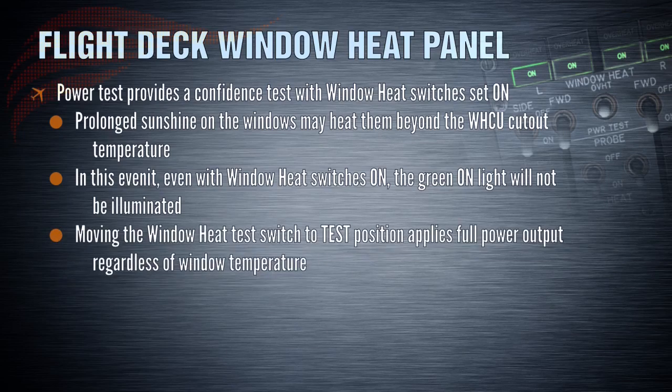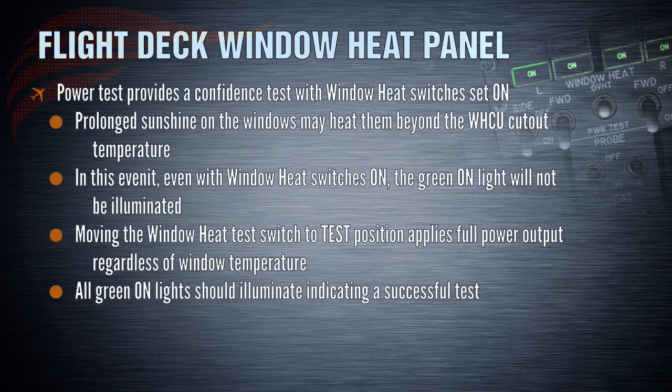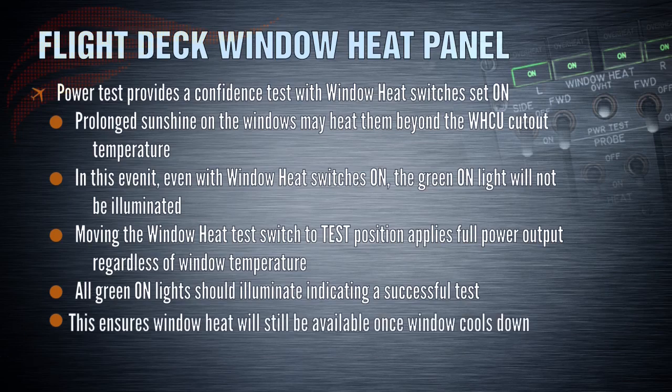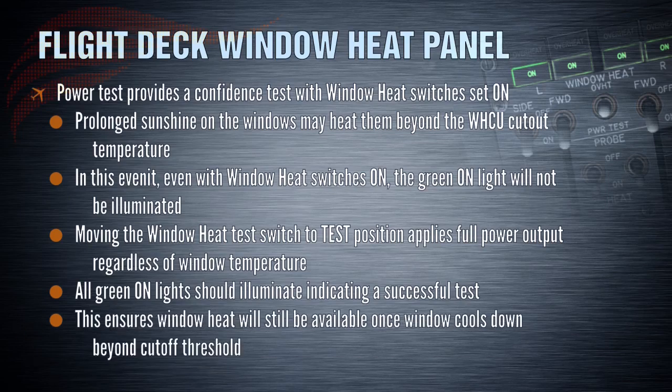Moving the window heat test switch to the power test position applies full power output regardless of window temperature. All of the green on lights should illuminate, indicating a successful test. This is called a confidence test, as it bypasses the temperature sensors and ensures that window heat will still be available once the window cools down beyond the cutoff threshold.